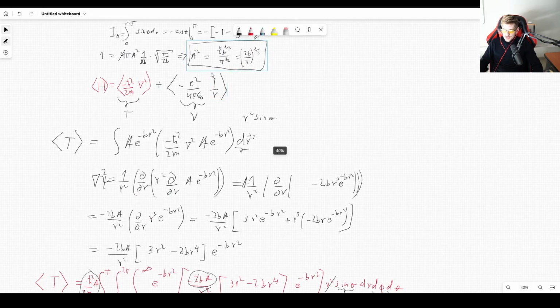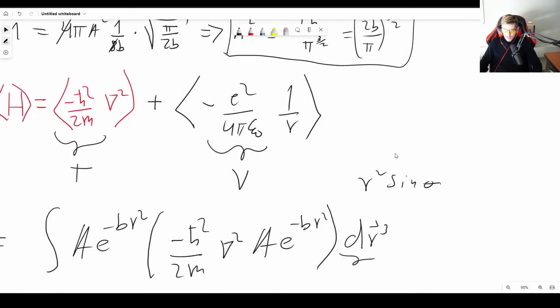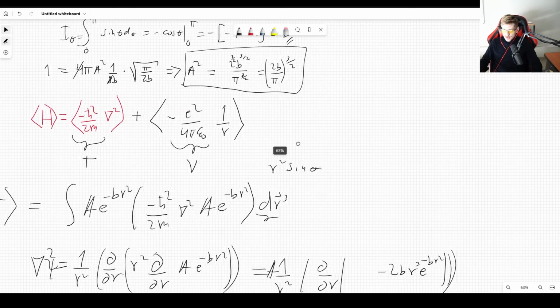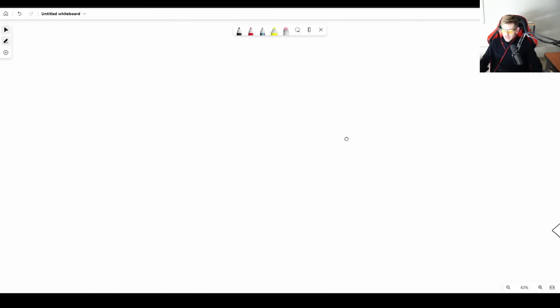But we still have to do the potential part, right? Now, don't worry, the potential is much, much, much easier. The kinetic was the difficult part. So let me go off to the side and let's calculate the expectation value of the potential.